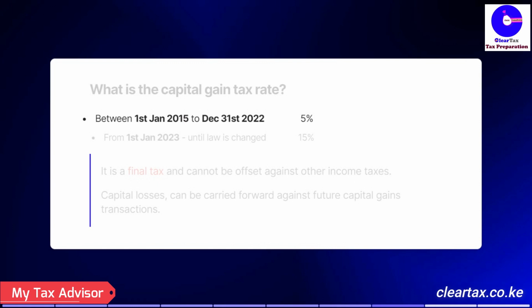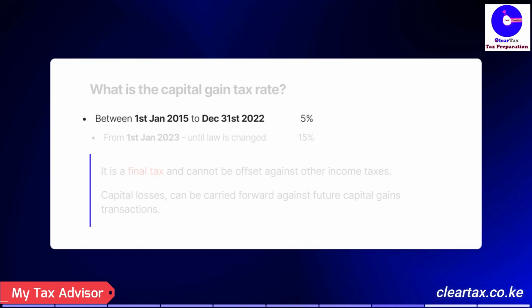So what is the capital gains tax rate? Beginning January 1st, 2015, which is actually when this act was reintroduced in Kenya, to December 31st, 2022, the rate of tax is 5%. Then there has been changes that were brought up by the Finance Act of 2022 to change the rate to 15%, and this is going to take effect from 1st January 2023. As at the time of recording this video, which is November 2022, the rate of tax is 5%.